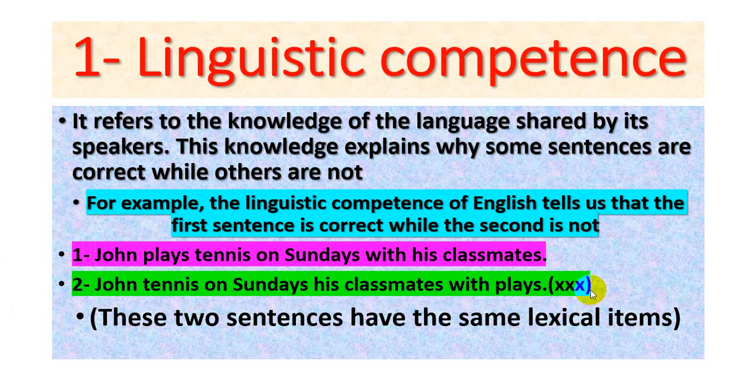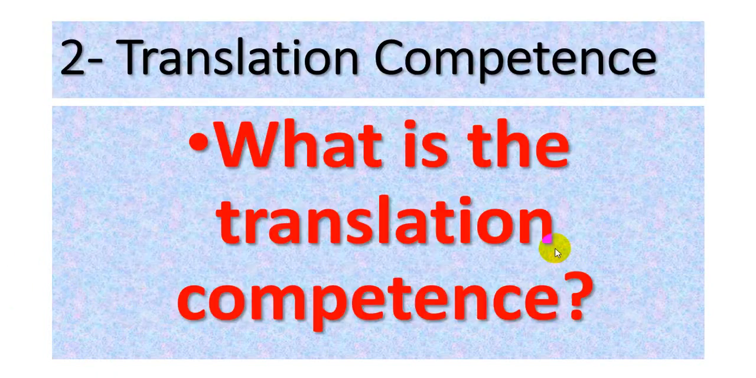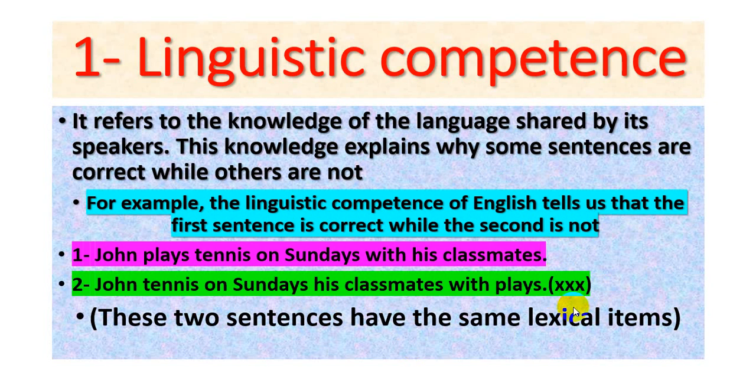So why is the first one grammatically correct while the second one is not? Because again, our knowledge of the language, our knowledge of English tells us that the first one follows the order of the English sentence: subject, verb, object, and complement. This is the time, and this is the person involved with playing tennis. So this is the linguistic competence.